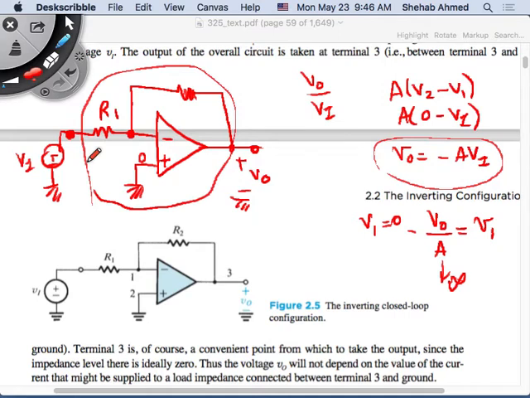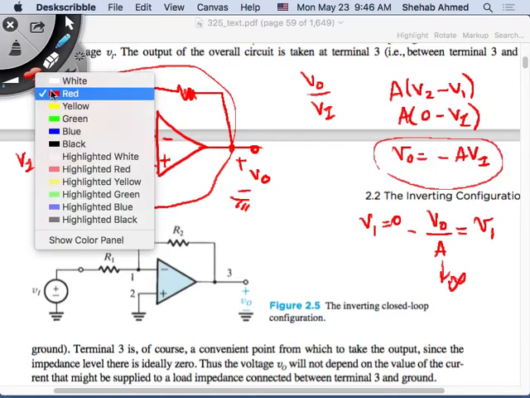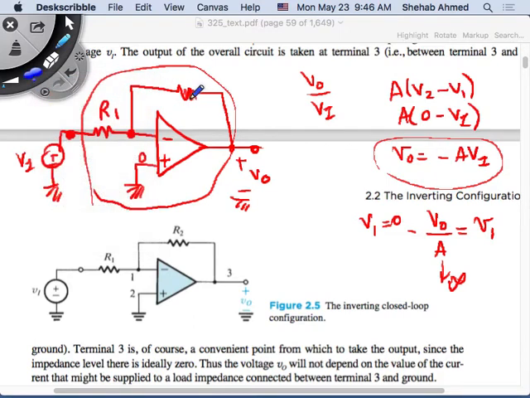This configuration is not just an op amp anymore. It's an op amp with some circuits around it. So what are these circuits around it doing here? That's what we're going to try to find out. So let's look at this. Kirchhoff voltage law is a global law that will always apply, correct?